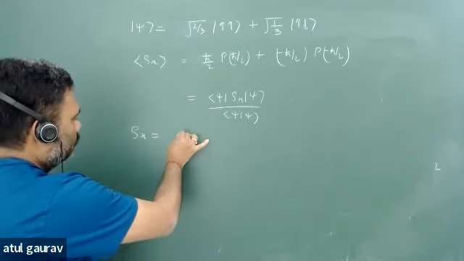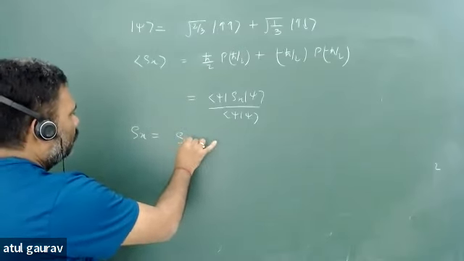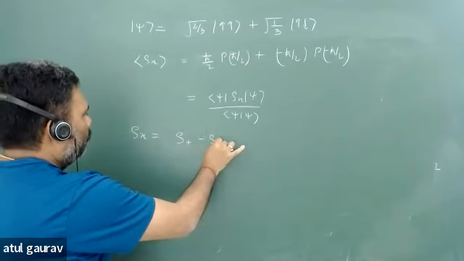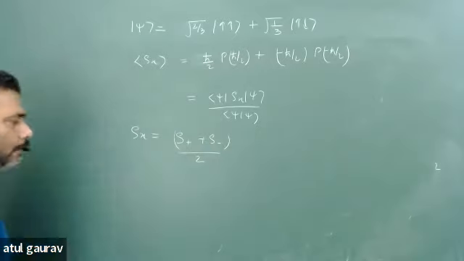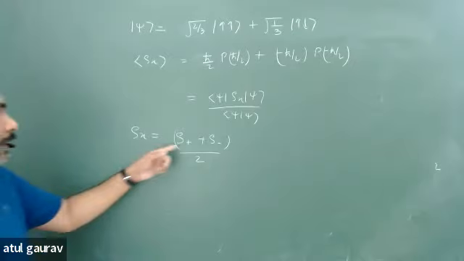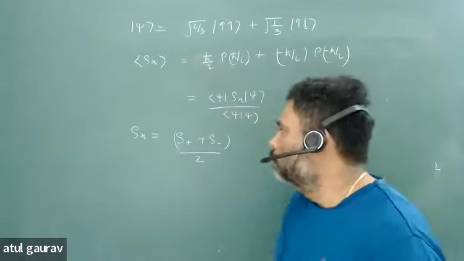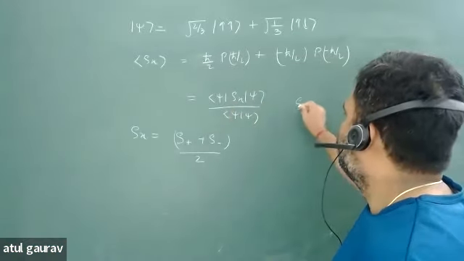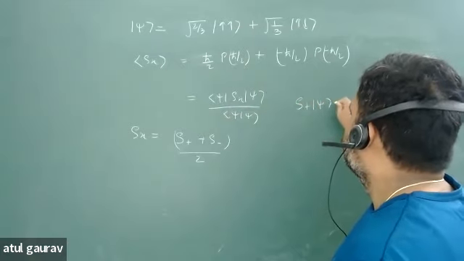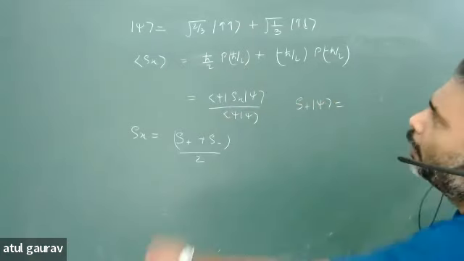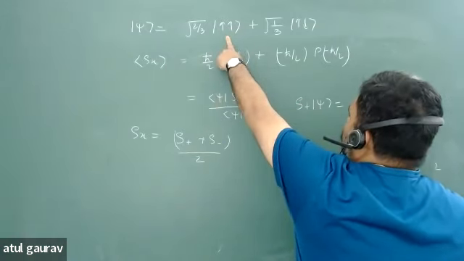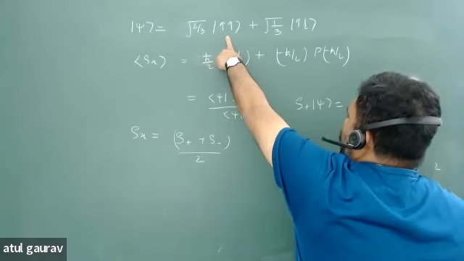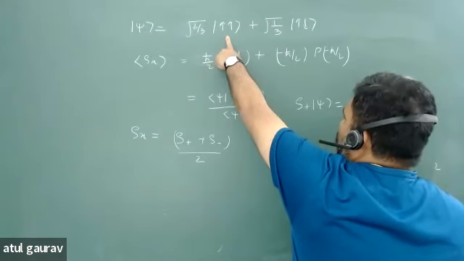So that value is S plus plus S minus by 2, isn't it? Sx is S plus plus S minus by 2. So let's calculate what S plus psi will be. What will happen when S plus operates on psi? What will be this one? Sir, 0.